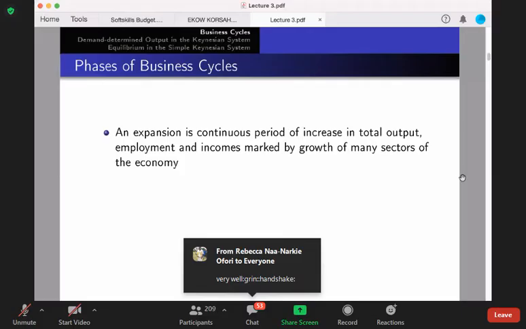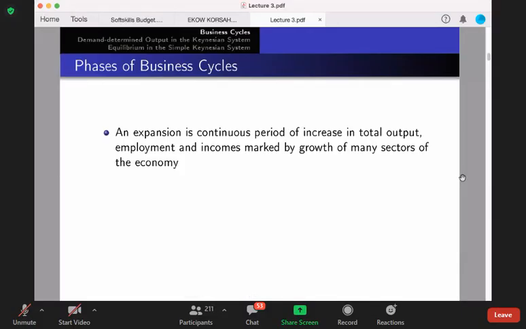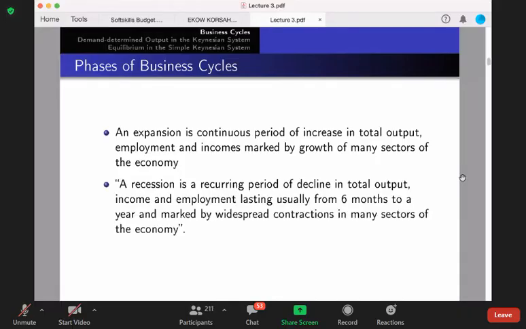An expansion is a continuous period of increase in total output, employment, and income, and it is marked by growth of many sectors of the economy. A recession is a recurring period of decline in total output, income, and employment. It lasts usually for 6 months to a year, and it is marked by widespread contractions in many sectors of the economy.